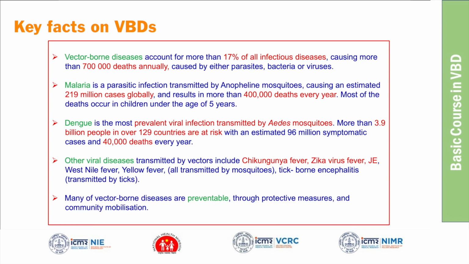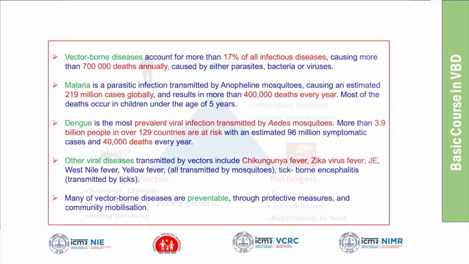But the vectors could be found in urban areas also, which I will be talking about when the environmental factors are concerned. We haven't reported any yellow fever, but tick-borne infections are also there. And as we all know, many of these vector-borne diseases are preventable through protective measures, intervention measures, community mobilization, and drugs targeting these infectious diseases, with which we could bring down the cases.